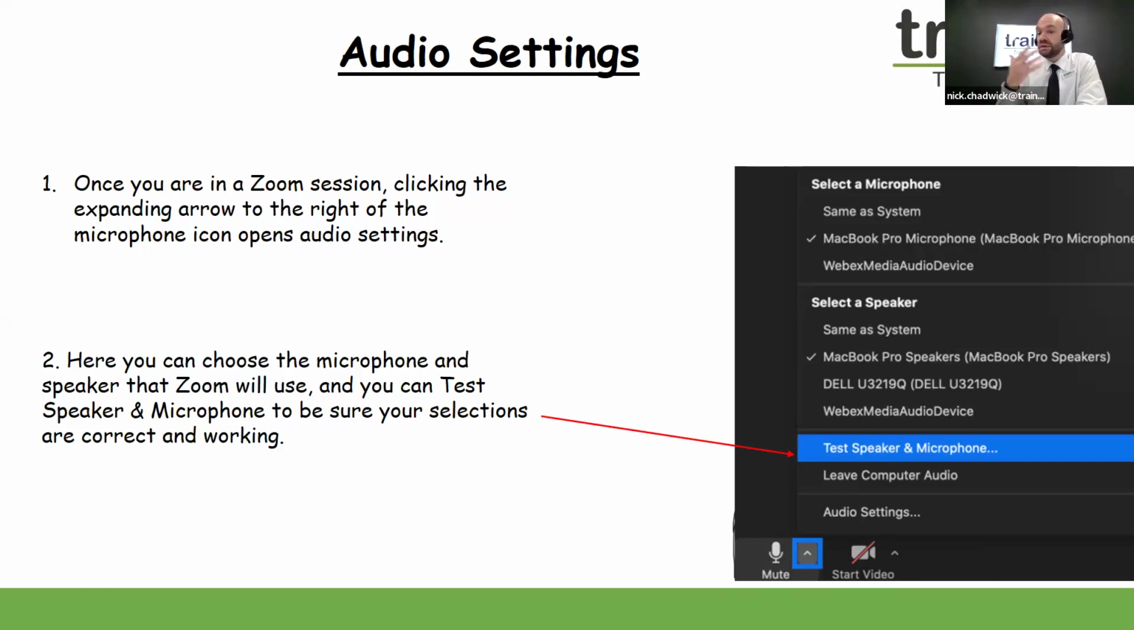So once you're in Zoom, clicking on the expanding arrow to the right of the microphone icon opens the audio settings. So you just need to click on the audio, click on that arrow there, and you can test the speaker and microphone as well. So it's worth doing that. And you can obviously test your speaker, your sound, your microphone, so your fellow learners can hear you.